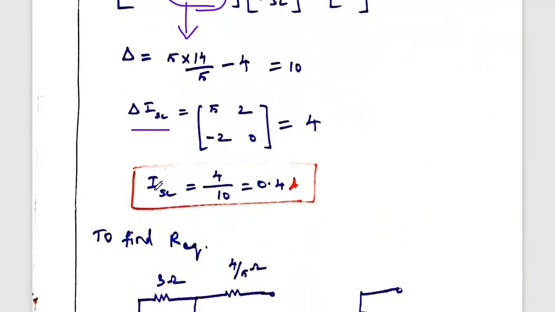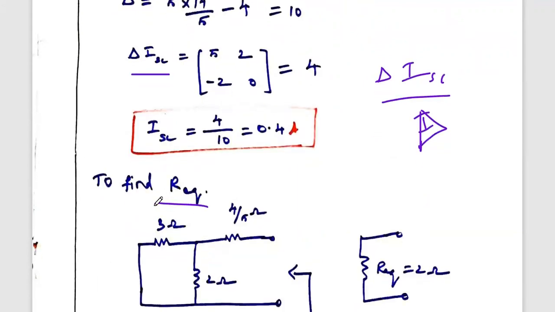Then the ratio of del ISC divided by del is the ISC value. Del ISC is 4 and del is 10. So 4 by 10 is 0.4 amps. So the short circuit Norton's current is calculated.